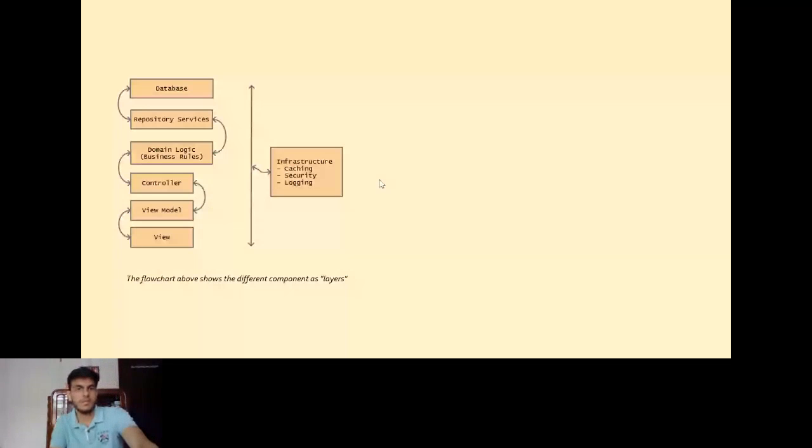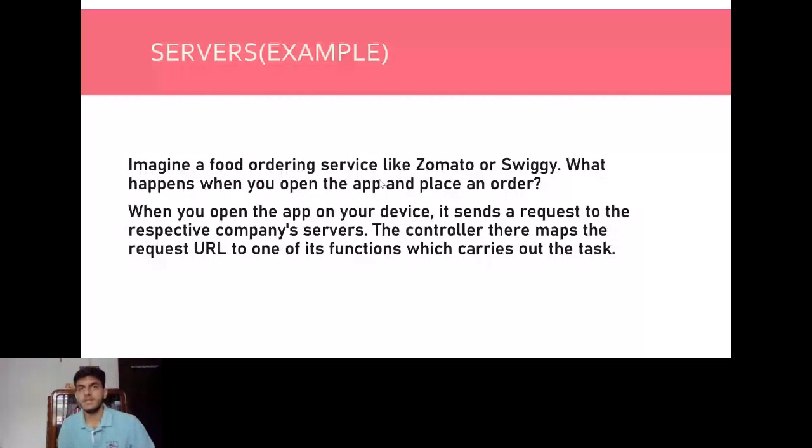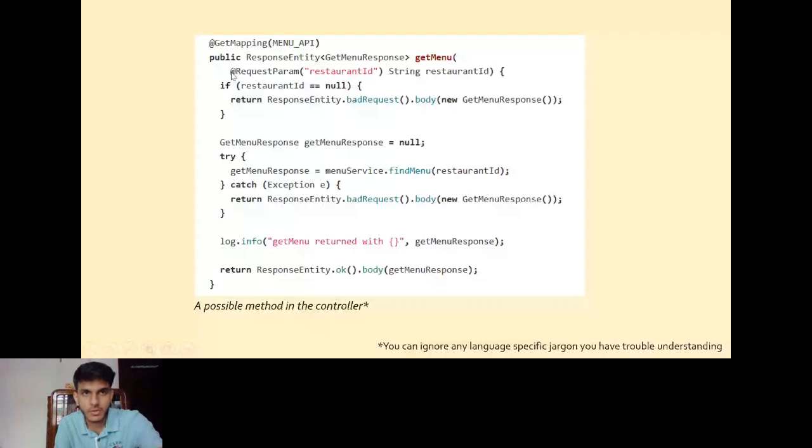So when you open the app, as I just explained, it sends a request to Zomato's servers, and the controller there will identify what kind of request you have. If I want a get restaurants request, then the controller will identify that and send the request to that particular function. The next slide shows you a slight idea of what this function will look like. It should have a get mapping. This is a part of the controller actually. So this will identify that your request is a get request and it wants a menu.